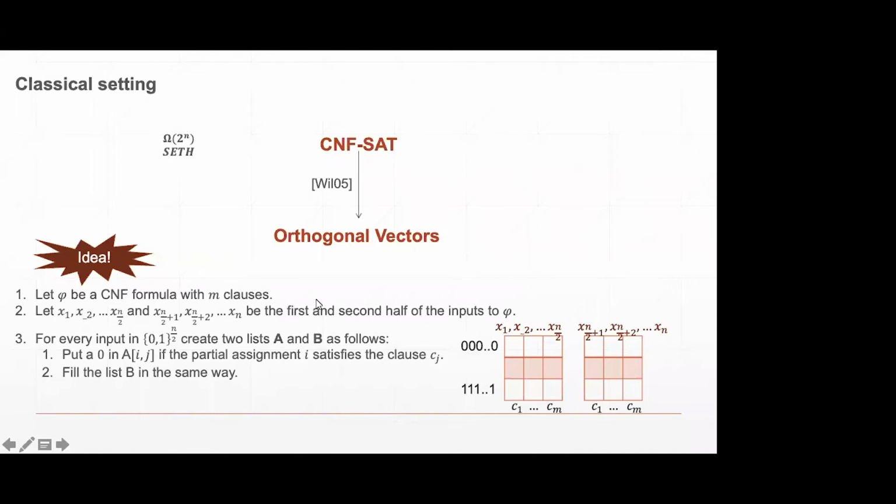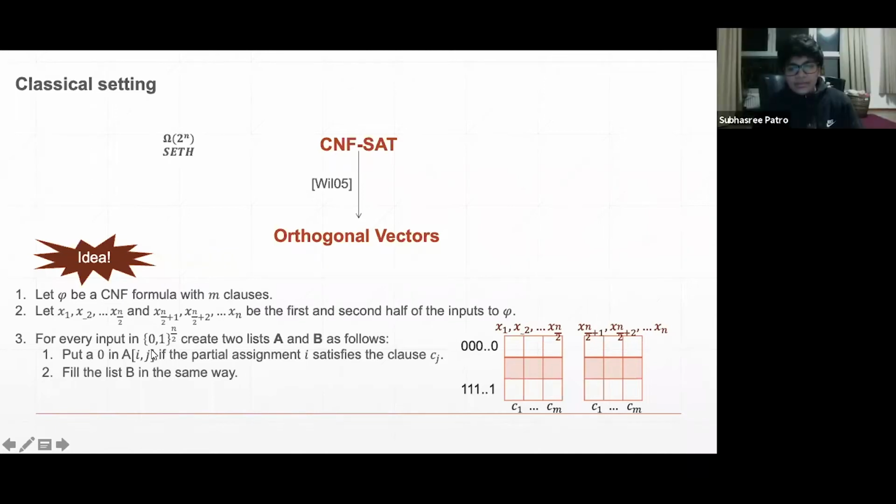Okay. Now, for every possible partial assignment, we create two lists A and B as follows. So, now look at this figure here. We are going to create two lists for every particular partial assignment of these variables. How do we do that? Now, the number of rows in this table is going to be 2 power n by 2, because that's the number of possible partial assignments that we can have.